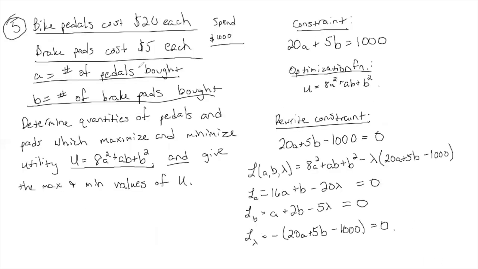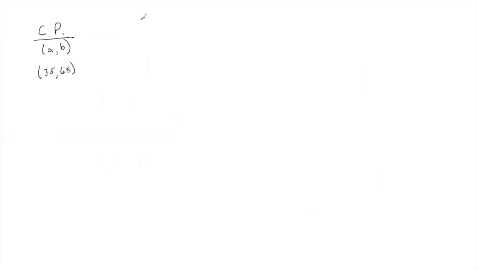But we also have to pay attention to the endpoints, right? Because this is a real life problem, we have to be careful. If we're buying bike pedals and brake pads, we can't buy negative of those things, right? So let's look and see what our endpoints are. And again, these are going to be of the form A, comma, B. So remember our constraint is going to be 20A plus 5B equals 1000.